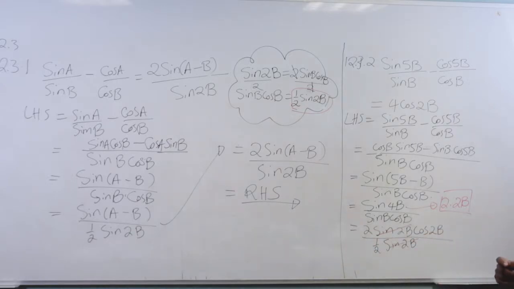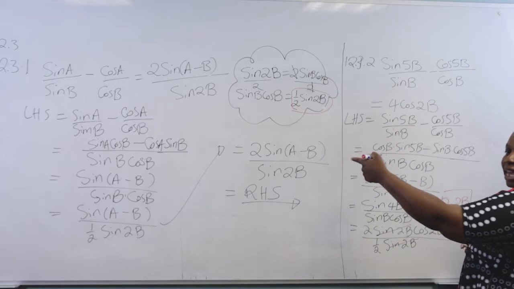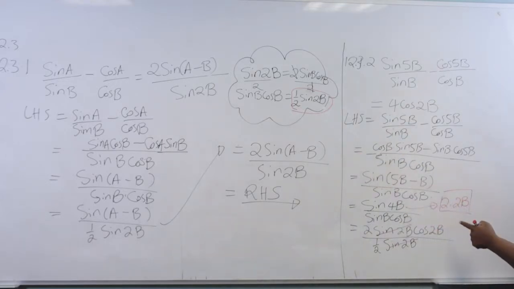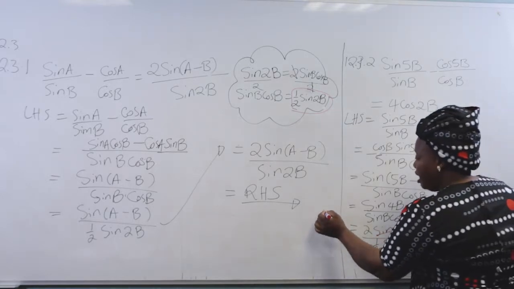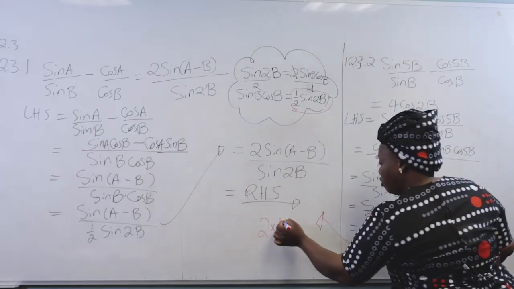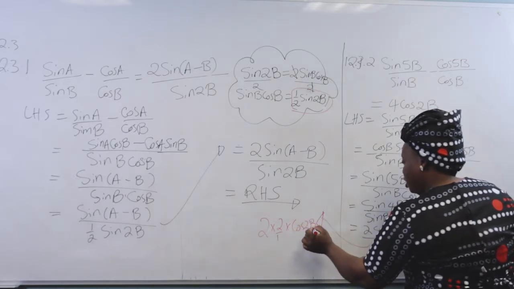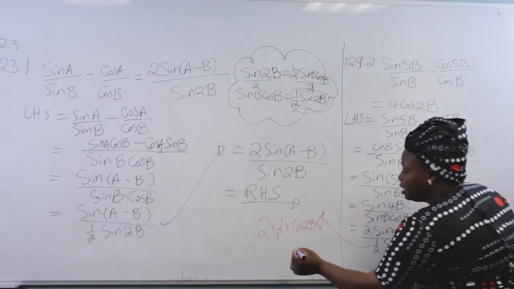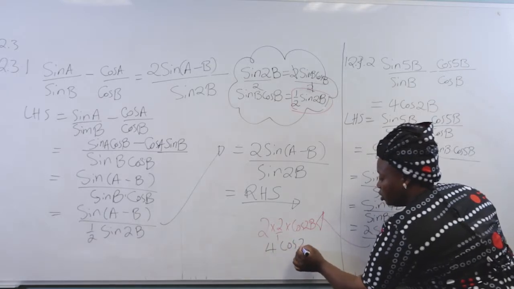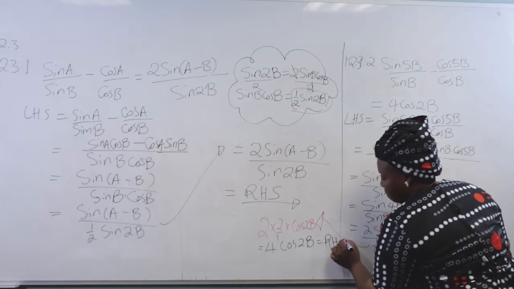Now we have 2 divided by half. If we flip and times, that will give us a 4. And now it means we are having this 4 that we have there. Multiply that 4 with the cos 2b, and that will give us our solution. So we have 2 multiplied by 2 over 1 multiplied by cos 2b. And now that gives us our solution as 4 cos 2b, which is our right-hand side.